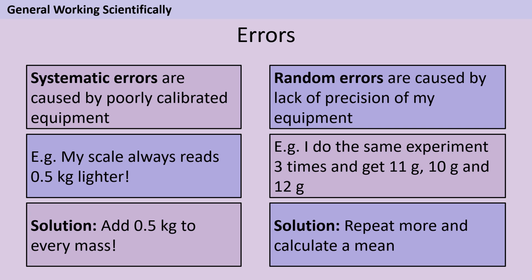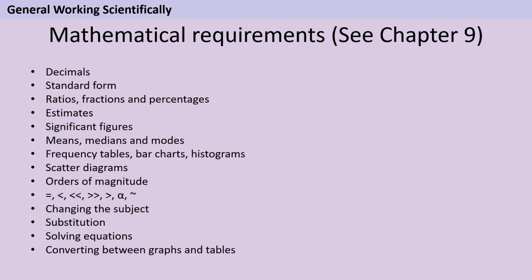So say if you're measuring the temperature of a room, that temperature might change over time. The way that we take account of this is that we make multiple readings and then we use those readings to calculate a mean.